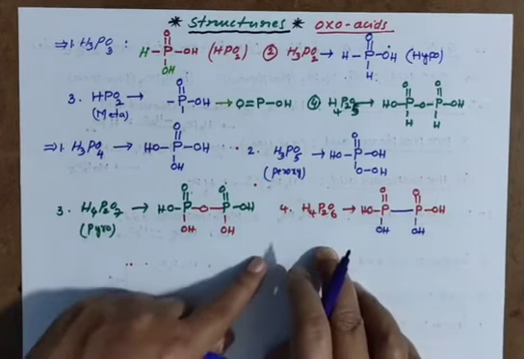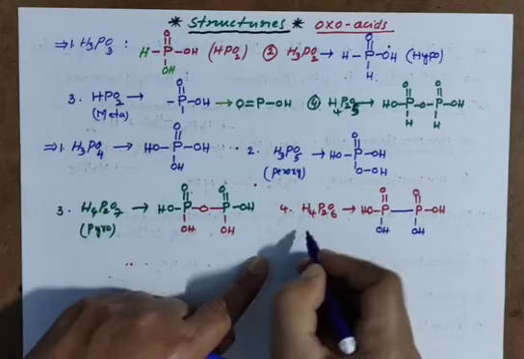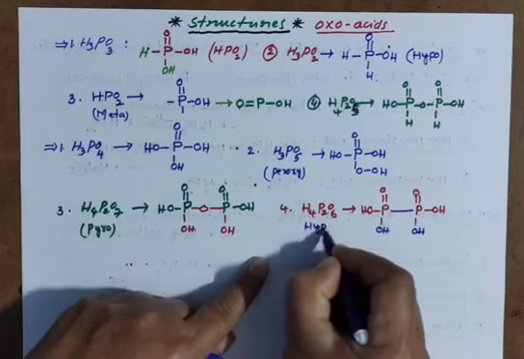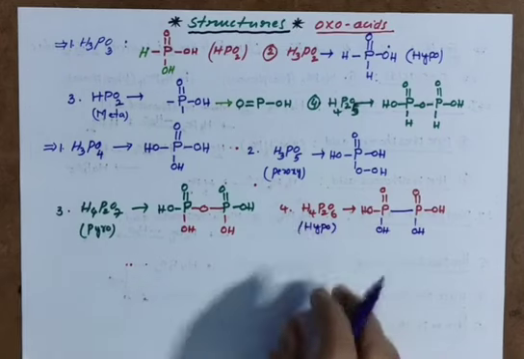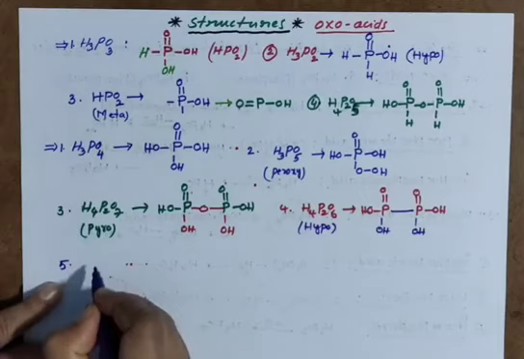This we are calling H4P2O6, hypophosphoric acid. See how simple, very easy. Go for another structure.